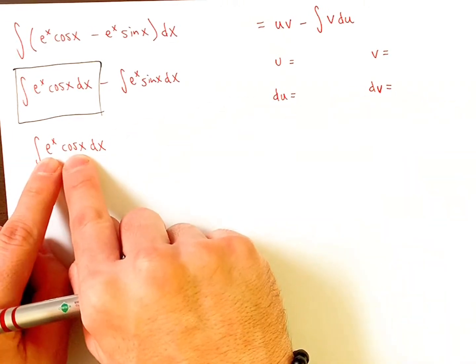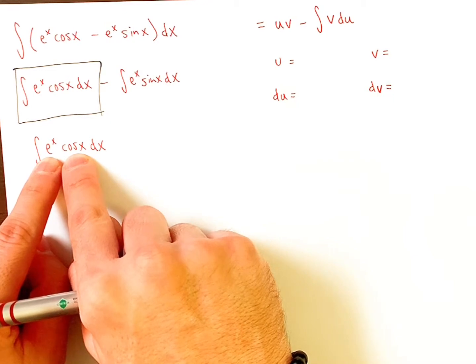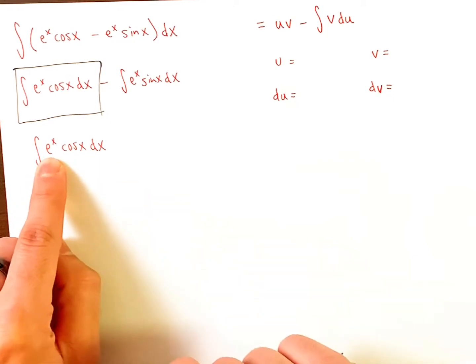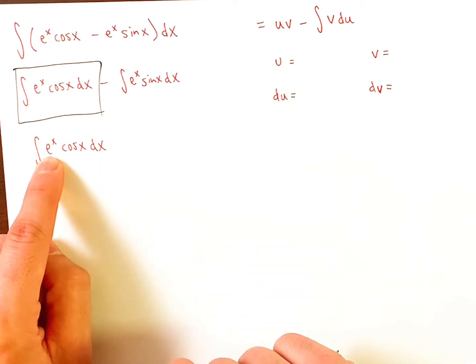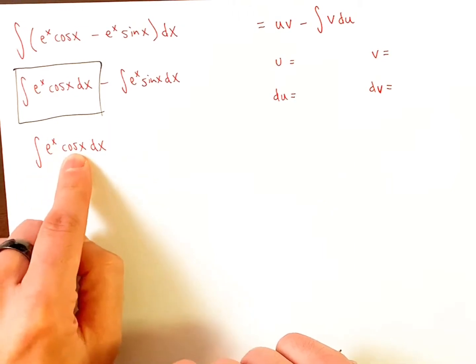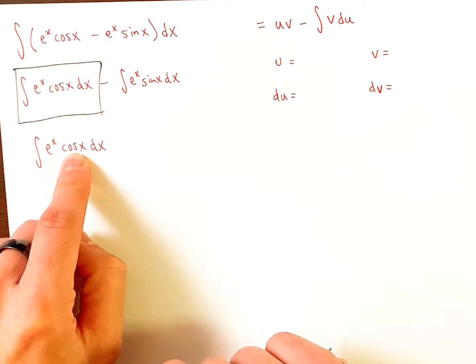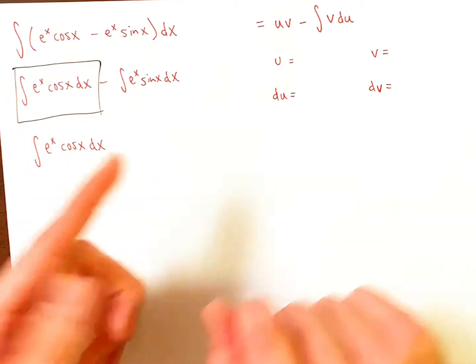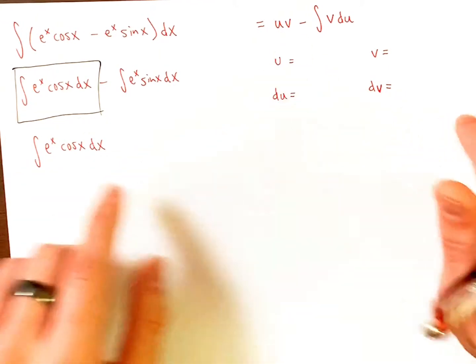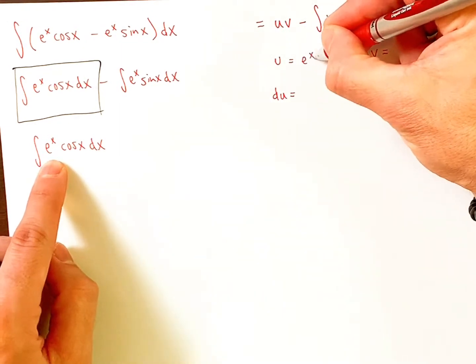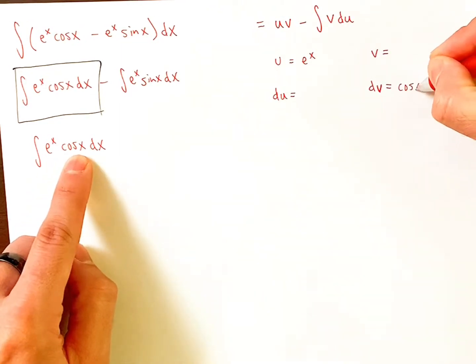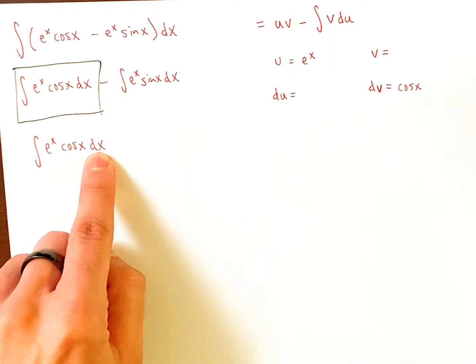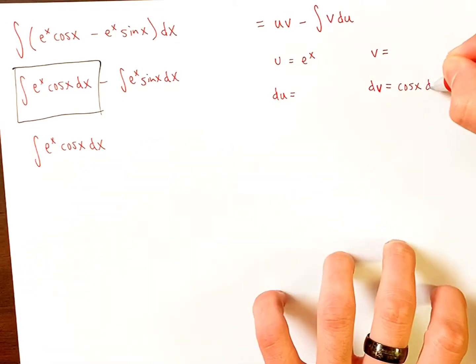But notice that both of these repeat. Now, when I say repeat, I mean derivatives. The derivative of e to the x is just e to the x over and over. The derivative of cosine would be negative sine, but then it's cosine, negative cosine, and so on, back and forth. So either of these could go in for either of these. So let me just put e to the x in for u, and cosine x goes in for dv, but the dx always goes with the dv part.